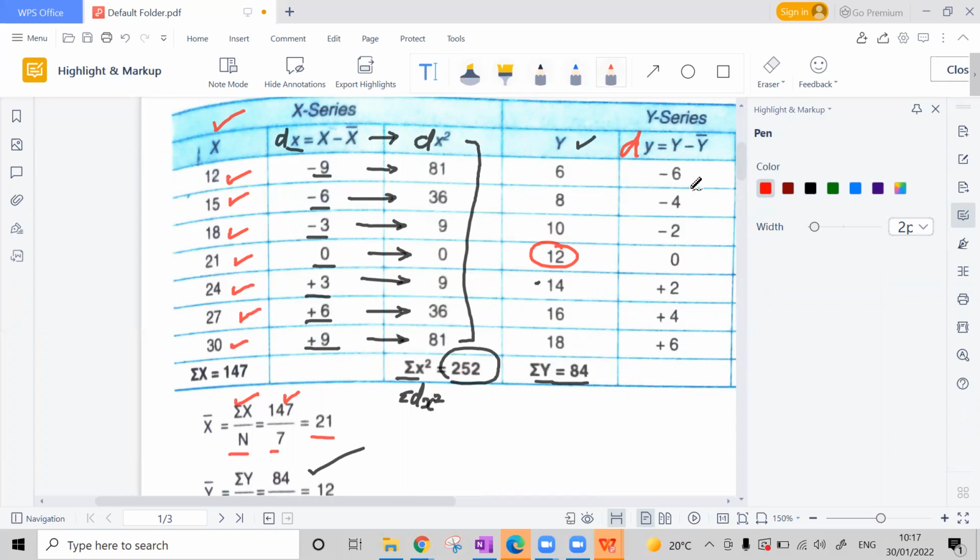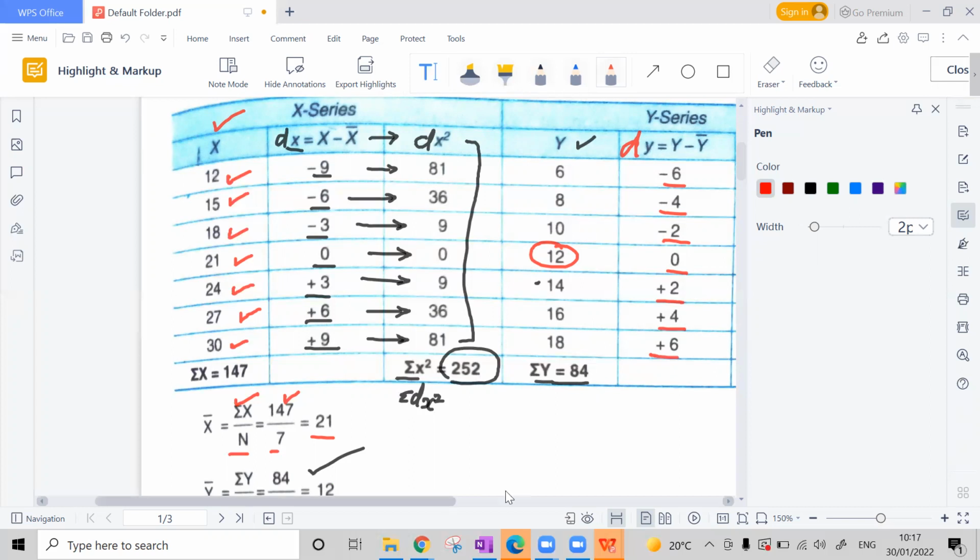Shall I tell for y also now, beta? Everyone? Tell me. Okay. Now the deviations of y, what are they, beta? Here it will be 6 minus 12, so negative it would be. Here again it will be negative. Here again it will be negative, that is minus 2. Then it is 0. Then it is 14 minus 12, and then 16 minus 12, and then 18 minus 12. So here is the deviation.